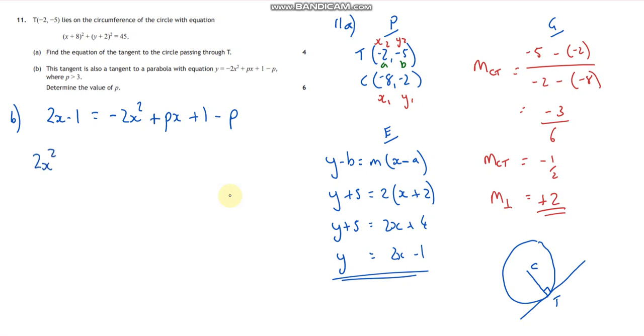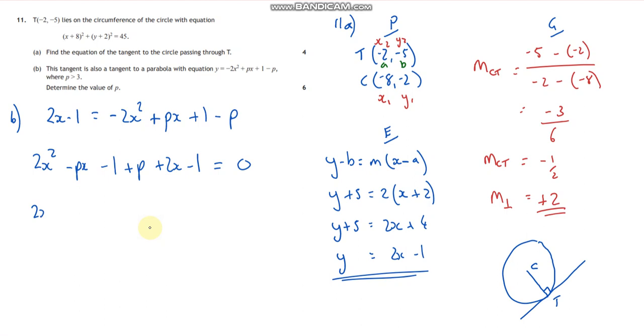So I'll say positive 2x squared, take away px, take away 1 plus p, plus the 2x, take away 1 is equal to 0. So I've just put everything onto the other side. And then we'll group our like terms together.